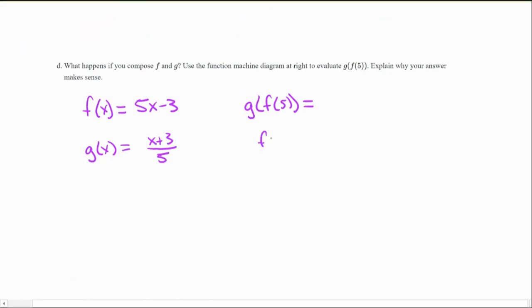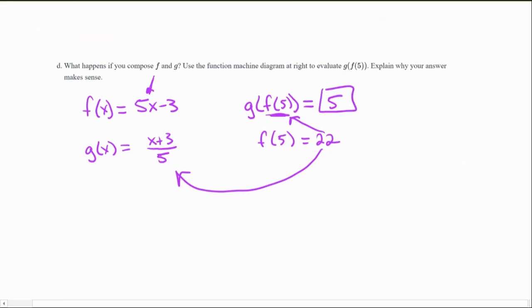So for g of f of 5, I'm going to work inside out here. So f of 5, I'm going to plug 5 in for x here. And if I plug that in, I go 5 times 5, which is 25. 25 minus 3 is 22. So now that I have f of 5, I'm plugging in 22, which I'm really just plugging in for x in g of x. So I would do 22 plus 3, which is 25, and 25 divided by 5, which is 5.